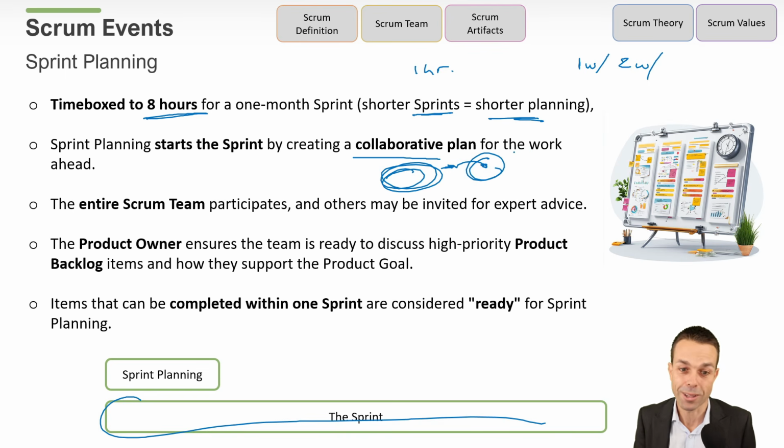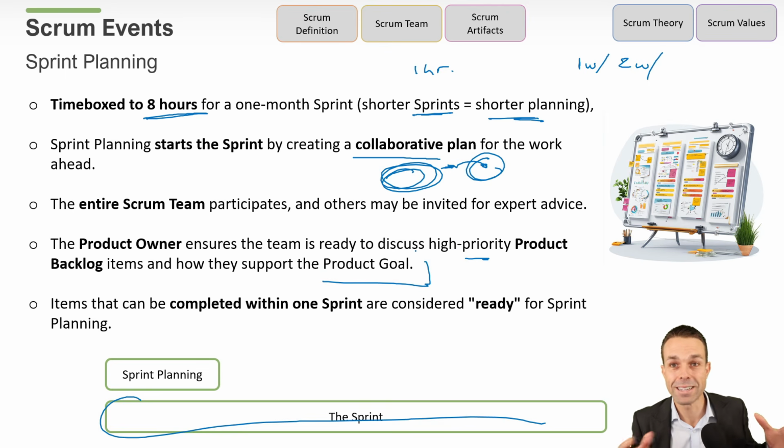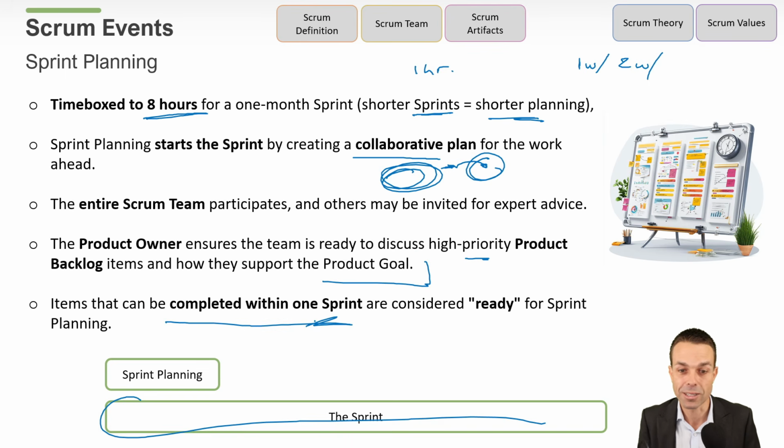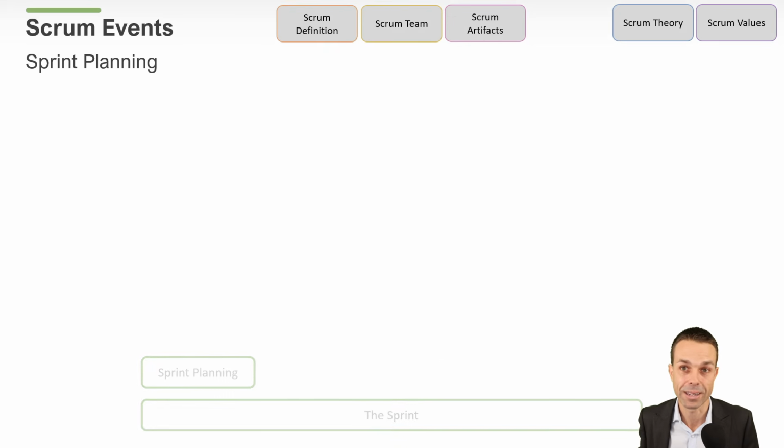The product owner ensures that the team is ready to discuss high priority product backlog items and how they support the product goal. So I feel like I've said this maybe 20 times in 20 different ways. So really it comes down to just a few core things, as you're probably noticing, but we say it and we sort of go over it in many, many different ways in the Scrum Guide. So pretty interesting to see. Items that can be completed within one sprint are considered ready. So that's important for your exam as well. Remember, if it can't be completed within a sprint, then it's not ready for sprint planning. It has to be small enough to complete within a sprint.